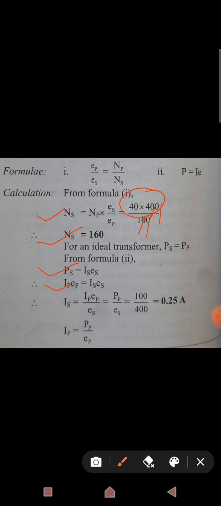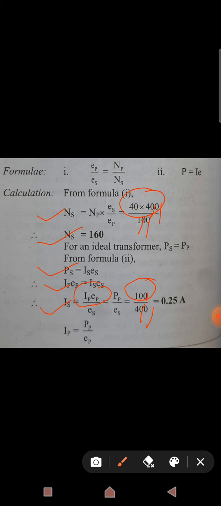This mathematical formula we have to use. Now as our aim is to find out the current of the secondary, so IS is equal to EP into IP upon ES. Now EP into IP is nothing but the power. How much is the power? So power of primary is 100 watt. So 100 upon 400, if you divide, you get the answer as 0.25 ampere.